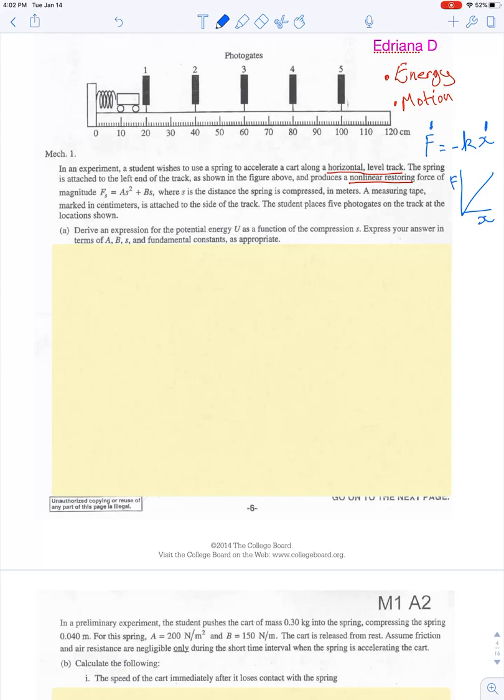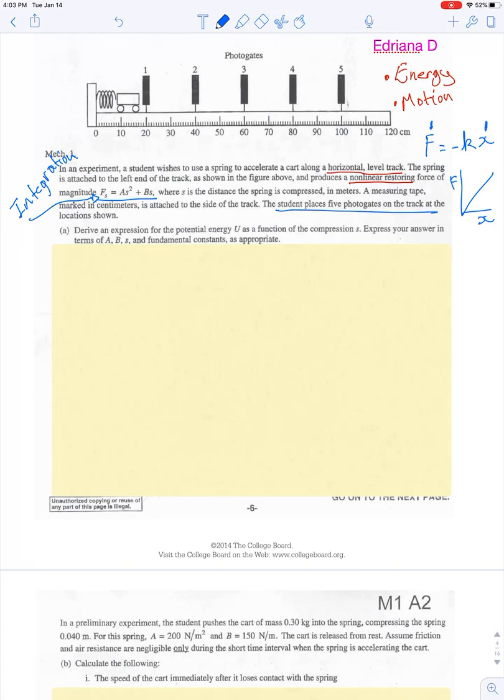Okay, cool. Once I see F being written in terms of something else, I know automatically that I have to go into calculus, usually integration. Where s is the distance the spring is compressed in meters, a measuring tape marked in centimeters is attached to the side of the track. Students place 5 photo gates on the track at the locations shown. Since students are placing things, this should lead into an experiment, most likely.